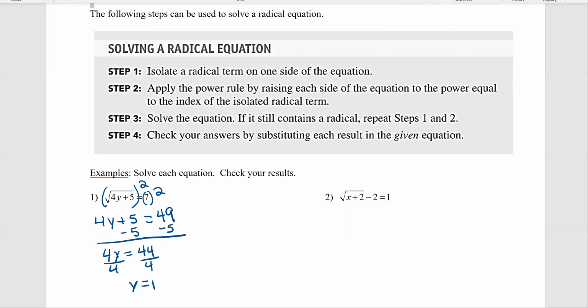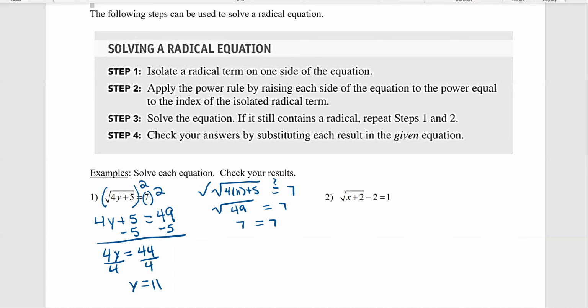And then we want to check to make sure our answer of y equals 11 is correct. So our check. Four times 11 is 44. 44 plus 5 is 49. And the square root of 49 is equal to 7. So 7 equals 7. So we know our answer is correct.